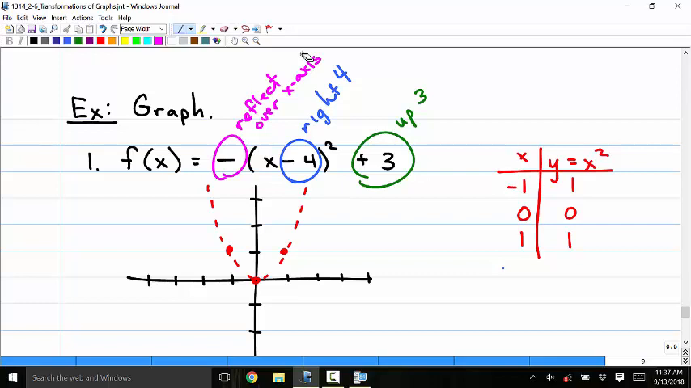What order do I want to do it in? I want to do blue first, then pink, then green. You agree? So let's go do them all in order. Right 4. 1, 2, 3, 4. So, with my horizontal, I'm now there.